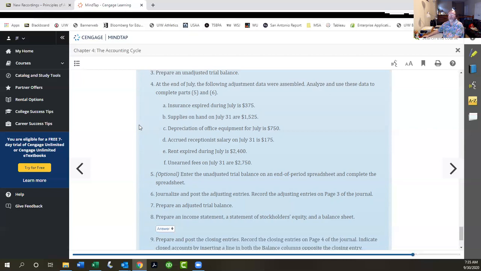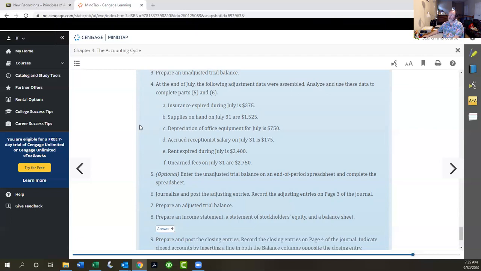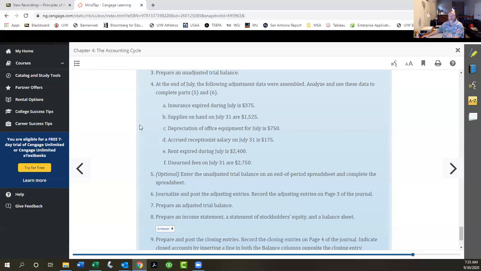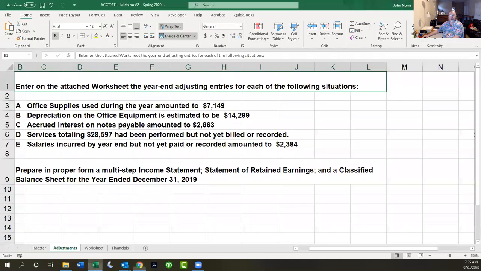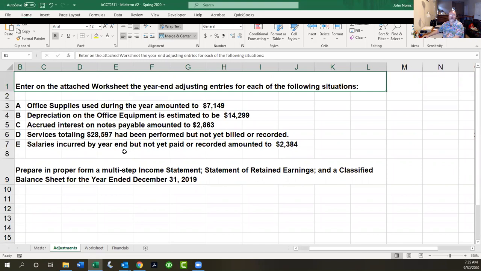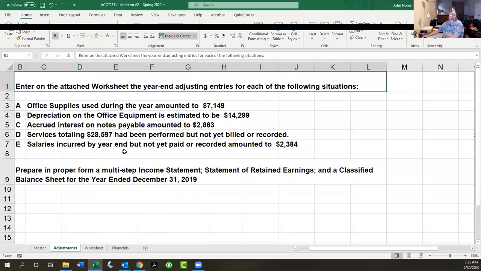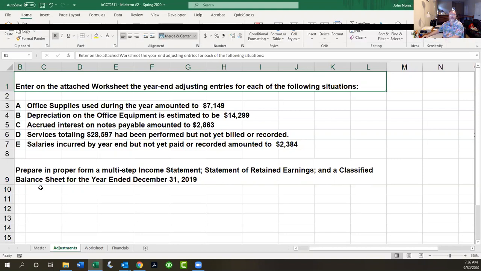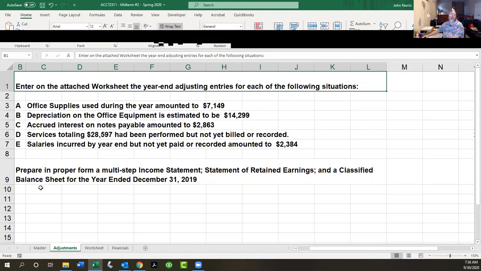All right. The midterm, once again, is going to open up on Monday, the 5th of October at 8 o'clock in the morning. It will consist of the one Excel file that will have these adjustments laid out for you, 5. Each of the 5 adjustments is worth 10 points apiece. And then you'll do 3 financial statements: a multi-step income statement, and I'll show you what I mean by that, which will be worth 20 points, a statement of retained earnings, 10 points, and a classified balance sheet, also worth 20 points.